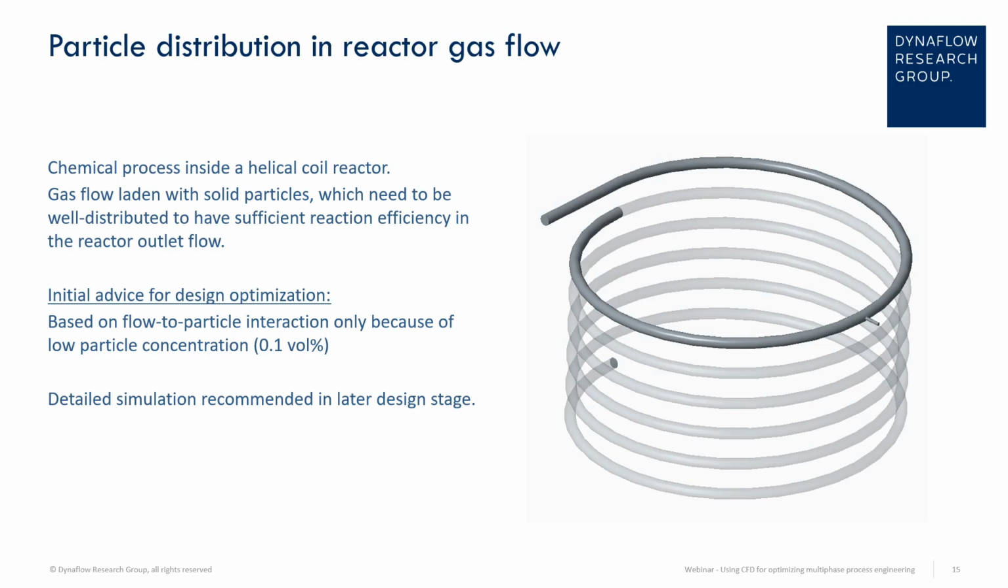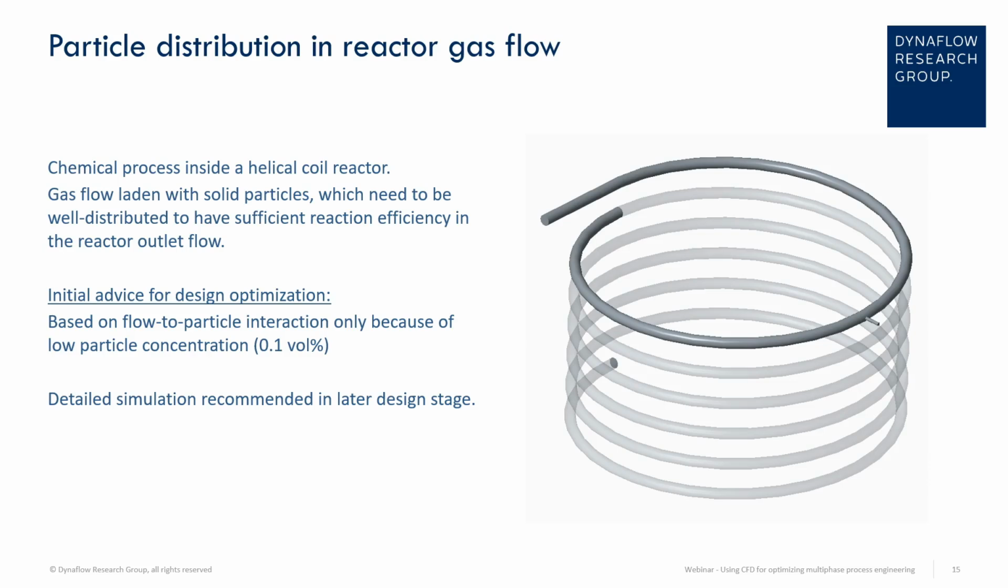This project was about a chemical process inside a helical coil reactor. From the image on the right, you can see that the reactor had multiple windings, but we only simulated the first one, plus part of the inlet. The reactor featured a gas flow laden with solid particles, and the objective was to have the particles well distributed over the cross-section to have a sufficient reaction efficiency in the outlet flow. We were not concerned with the particulars of the reaction itself, but just with the distribution of the particles.